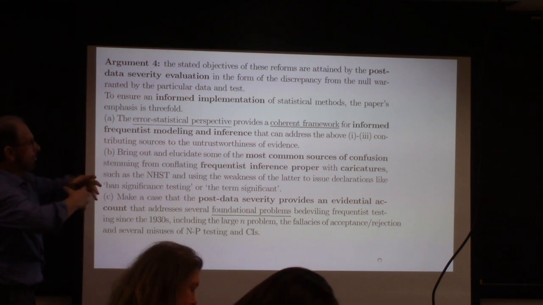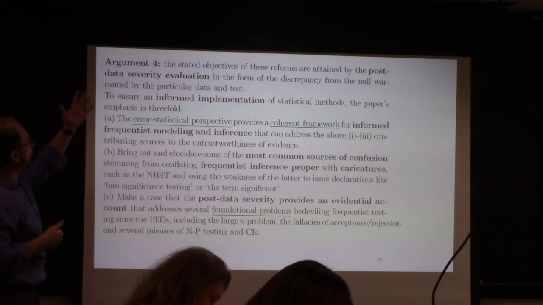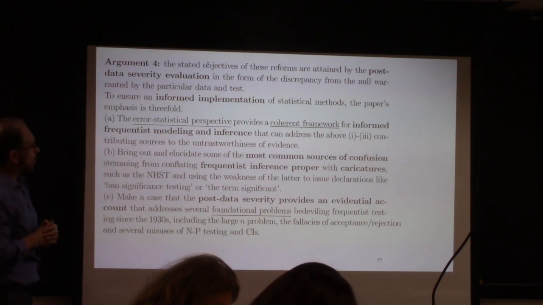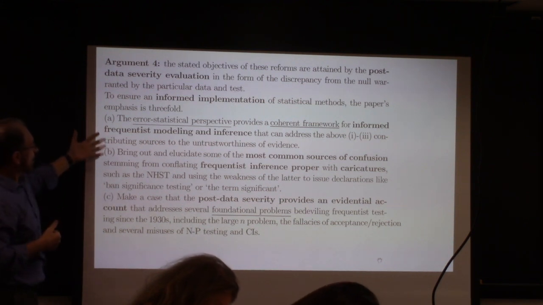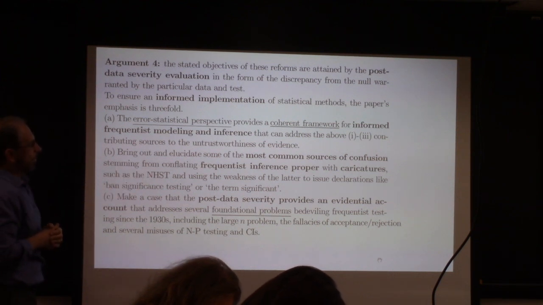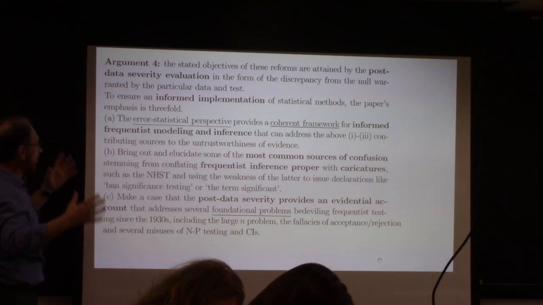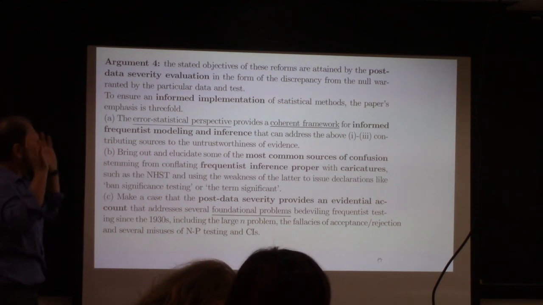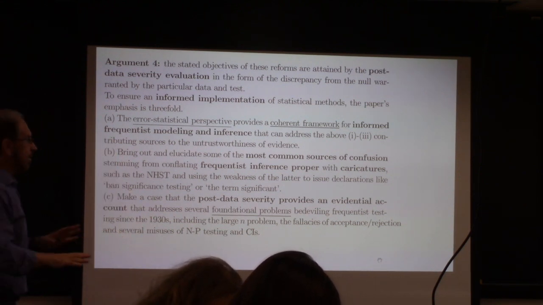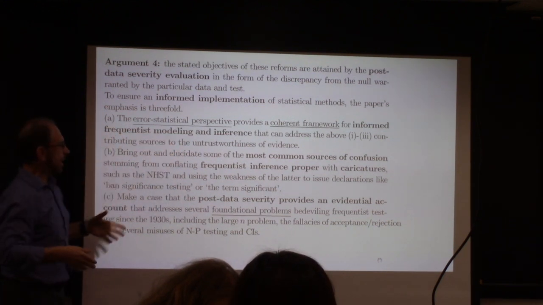So this is what the error statistical perspective is trying to do. It's broad enough for anybody to address these 1, 2, 3 problems that I raised above, and the different ways that untrustworthiness can come into your evidence, and bring out these common sources of confusion. Then there is something psychologists call null hypothesis significance testing. And I don't recognize what that is, and I've been teaching statistics for 40 years. It is a caricature that really enables them to say all kinds of things.